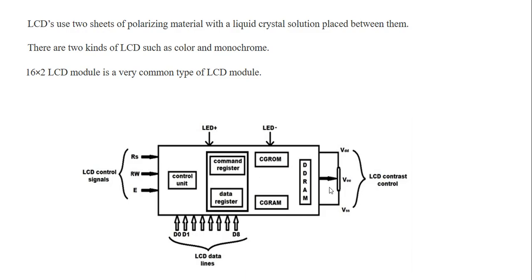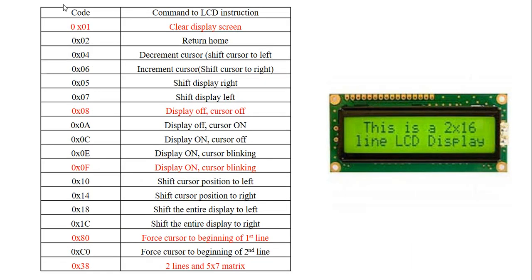Then there is a light inside the LCD for the brightness purpose. So for that they use LED. LED plus goes to the 5 volt and LED minus goes to the ground. The brightness of LED we have to control by interfacing one trimmer over here. Then these are some commands. We don't need to memorize this. It is given on the net, you can Google it easily.